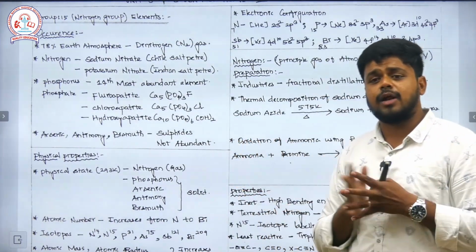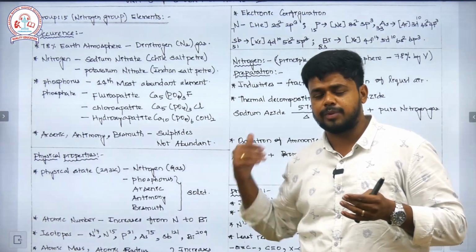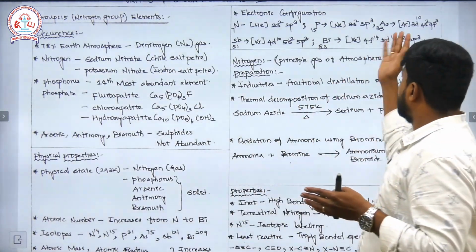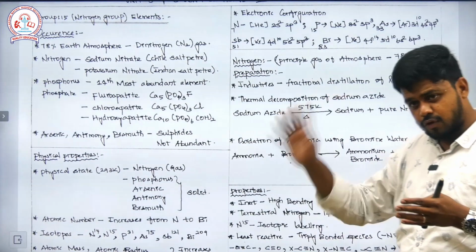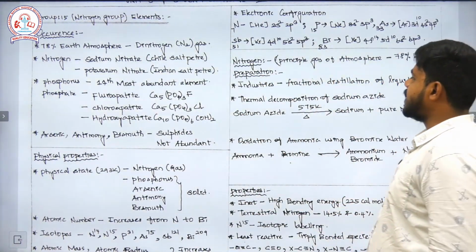Then the general outermost electronic configuration is ns2np3. So it starts with 2s2 2p3, 3s2 3p3, 4s2 4p3, etc. Then before 4s, 3d comes; 5s, 4d comes; 6s, 4f and 5d come. That's all. Now coming to the preparation of nitrogen.